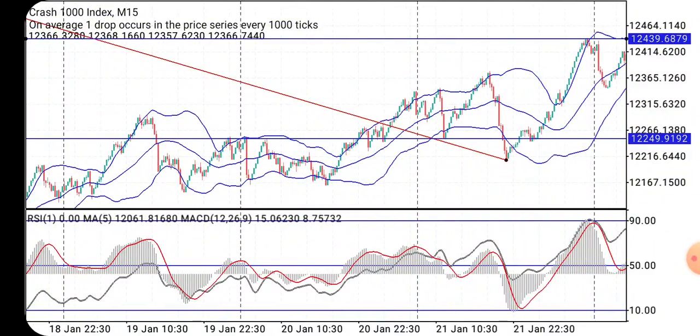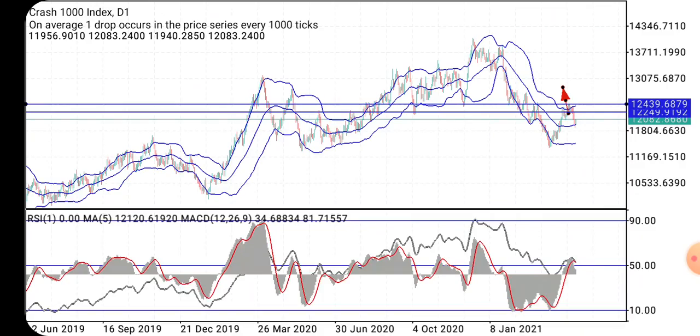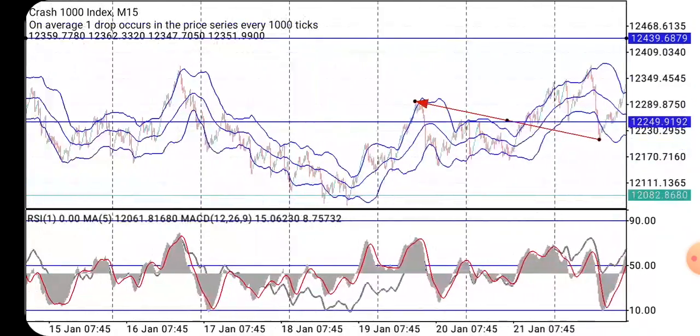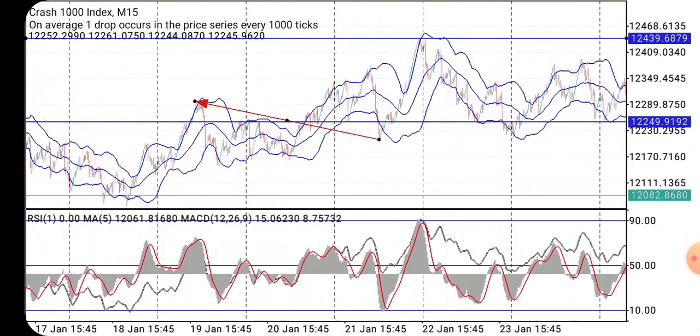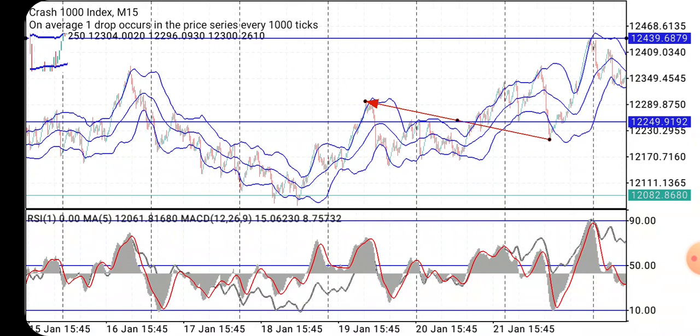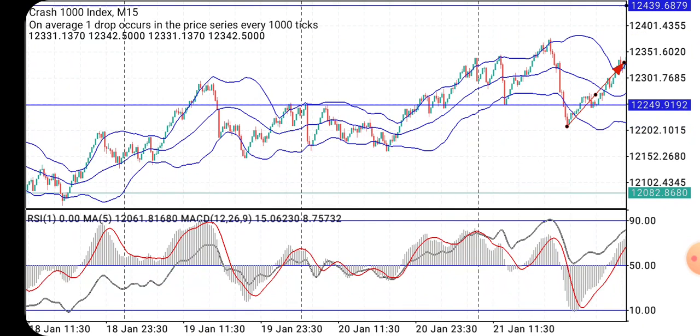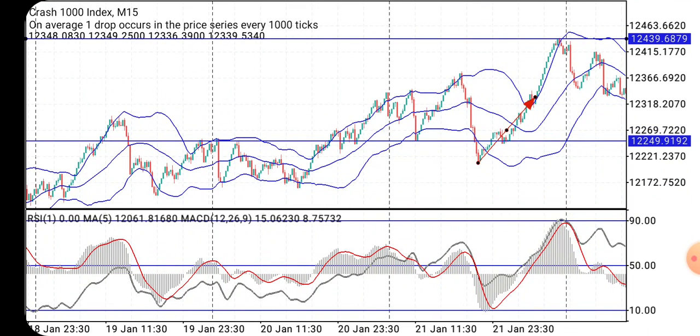Go back where we were. Oh no, let me adjust my arrow, right? Then we go back where we were, right? Okay. So then the market broke out right over here. Let me zoom in. The market broke out of the Bollinger Bands. Then it rejected exactly there.